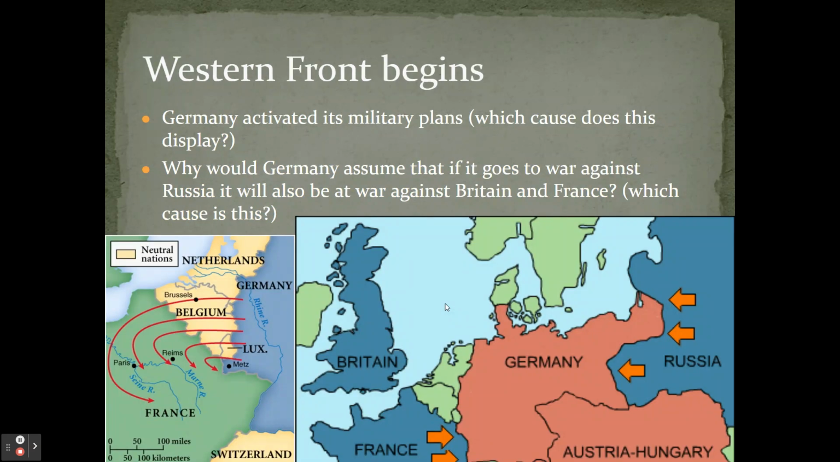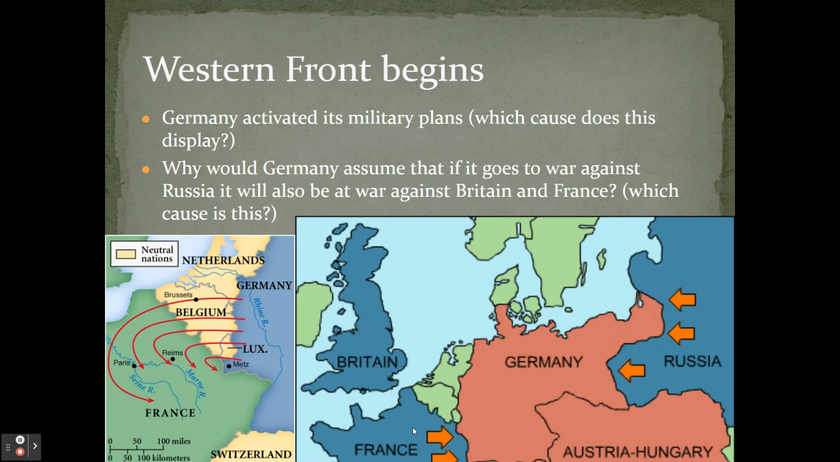Okay, the war was divided into two fronts. A front is just where the fighting is taking place. And so on the Western Front, who is fighting? We're going to have Germany versus Russia and France and Great Britain. And let me just explain how they got drawn in.